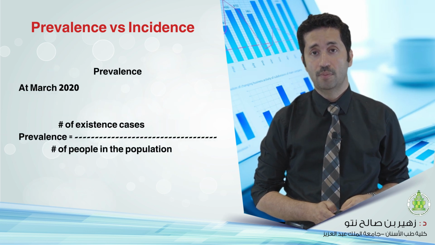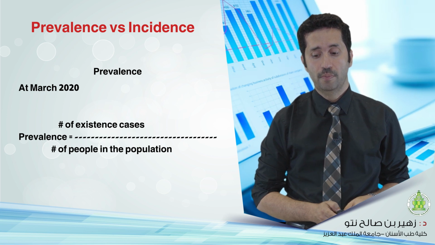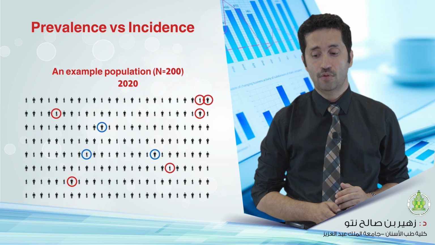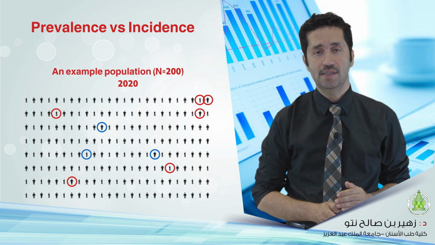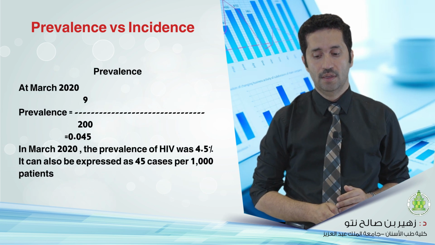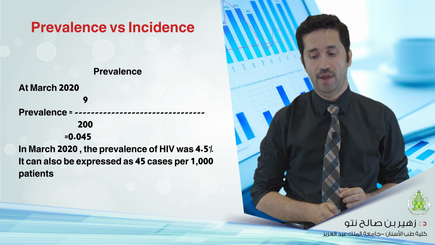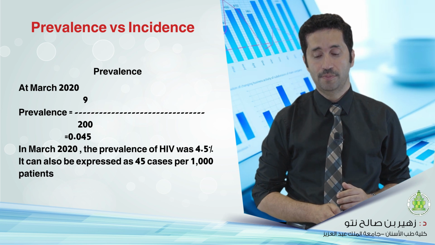Prevalence is the total number of cases over the total number of population. If we look back to this example, the total number of cases is 9 because we have 6 old cases plus 3 new cases. So it's going to be 9 over 200. In this case, the answer is 0.045, or we can say 4.5%, or 45 cases per 1,000.